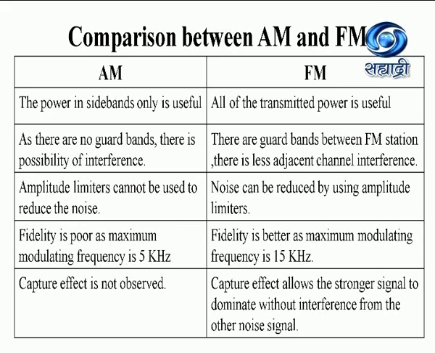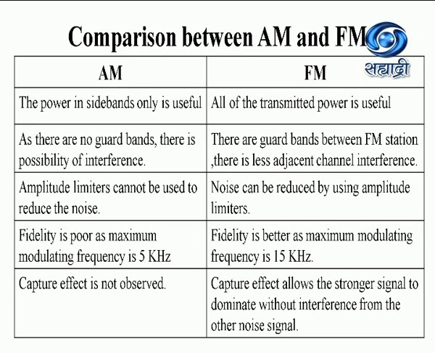The first point is, in AM, the power in the sidebands only is useful, but in FM, all of the transmitted power is useful. As there are no guard bands in AM, there is a possibility of interference. In FM, there are guard bands between FM stations. That's why there is less adjacent channel interference. Third point, in AM, amplitude limiters cannot be used to reduce the noise. In FM, noise can be reduced by using amplitude limiters.